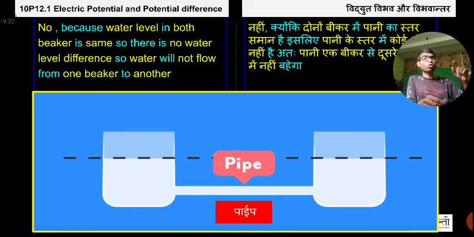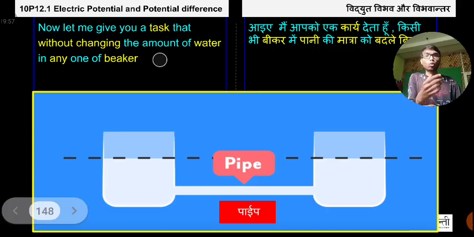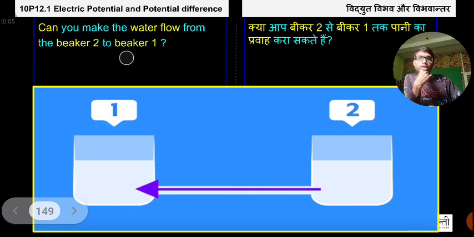Water will flow from one beaker to another beaker when the amount of water in one beaker is more and the amount of water in the other beaker is less. In that case water will flow, and this will be known as potential difference. So here we are observing in both beakers we have the same amount of water, so that's why it is not flowing. Now let me give you a task: without changing the amount of water in any one of the beakers, can you make the water flow from beaker 2 to beaker 1?